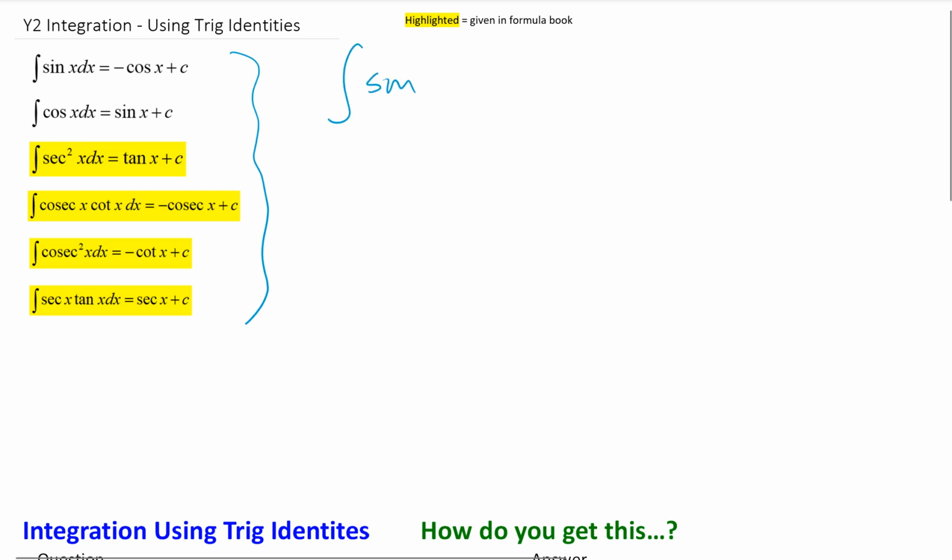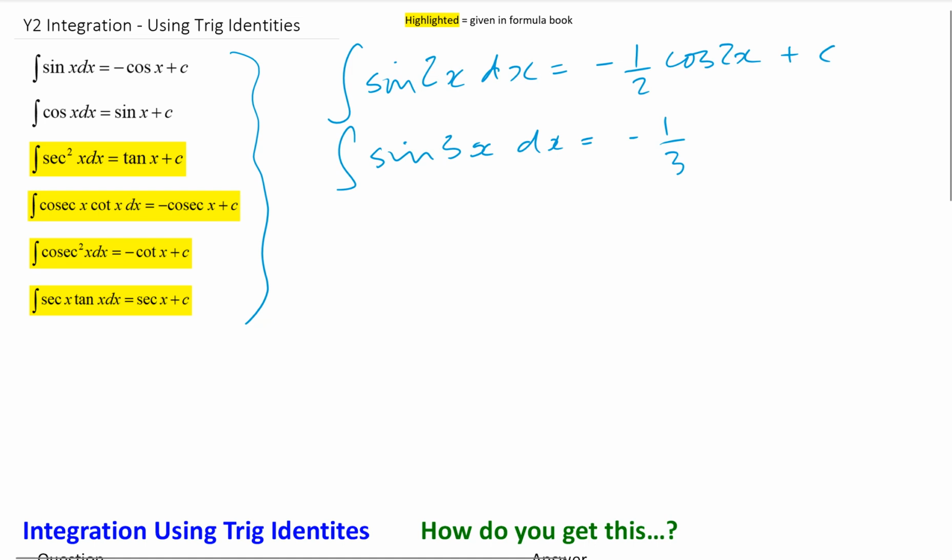Also, questions like this where you have to integrate sine 2x, we've seen those before. That's fairly straightforward as well. That's just minus a half cos 2x, and the integral of sine 3x is very similar. But if you have to integrate something like sine squared x or cos squared x, that's a bit more difficult. So you might want to just have a think, how would you go about integrating sine squared x?